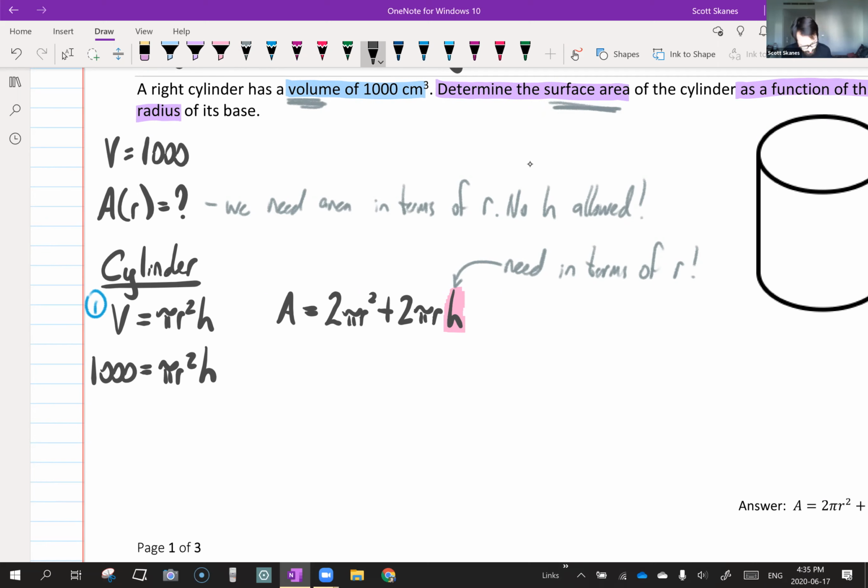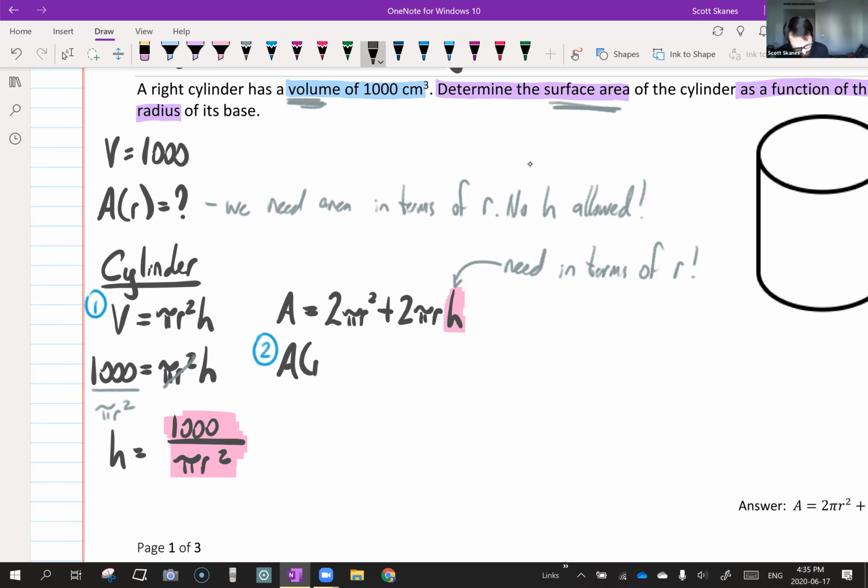And yes, you will divide because we're looking for H only, so divide both sides by pi r squared, and you end up with H in terms of R. You see that? We have R there. If I sub it into the area, I'm going to have what I need. This is H. Take that, replace H, substitute, cancel some stuff, we're done. We're done this question.